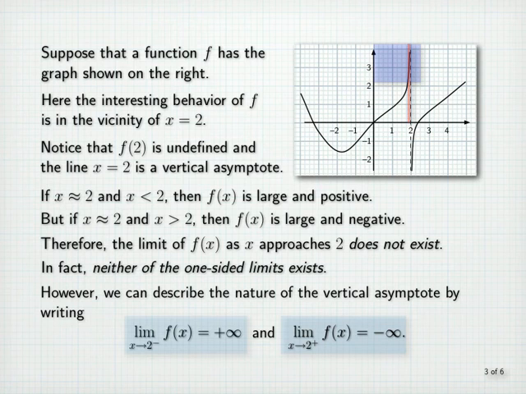The limit from the right is negative infinity because given any negative number, no matter how large, f of x will be less than that number for all x in a sufficiently small open interval whose left endpoint is 2. We should point out that in this example, since the one-sided limits do not agree, the limit as x approaches 2 does not exist even in an infinite sense.